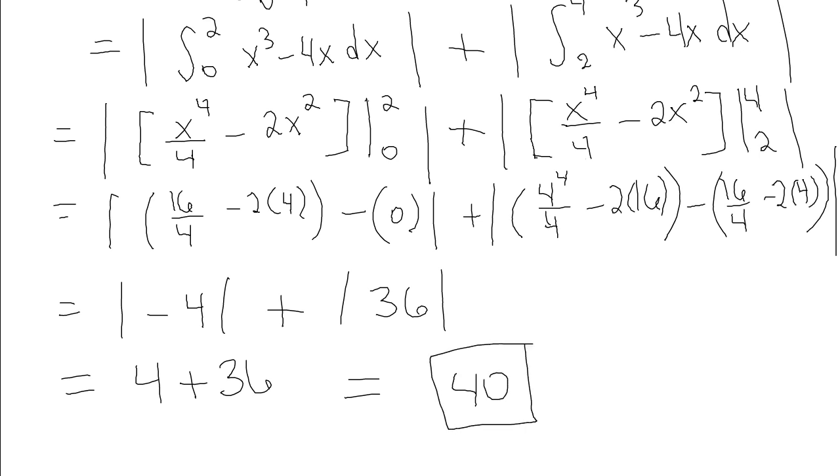And so that's how you find the total area of a function. It's always the same procedure. You need to find the x-intercepts, break up your integral by the x-intercepts, and then take the absolute value of each piece individually. Some of those absolute values will be unnecessary, but they're not going to change your answer.